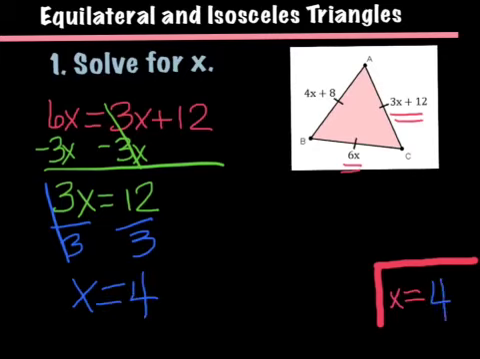So you could plug the 4 back in and actually get each of the lengths, and you would get that all of them are congruent. So if we were to put 4 in right here, this side would be 24. If we put 4 right here, that would be 3 times 4 is 12. 12 plus 12 is 24. And here, if we put in 4, that would be 4 times 4 is 16. 16 plus 8 is 24. So equilateral triangle.